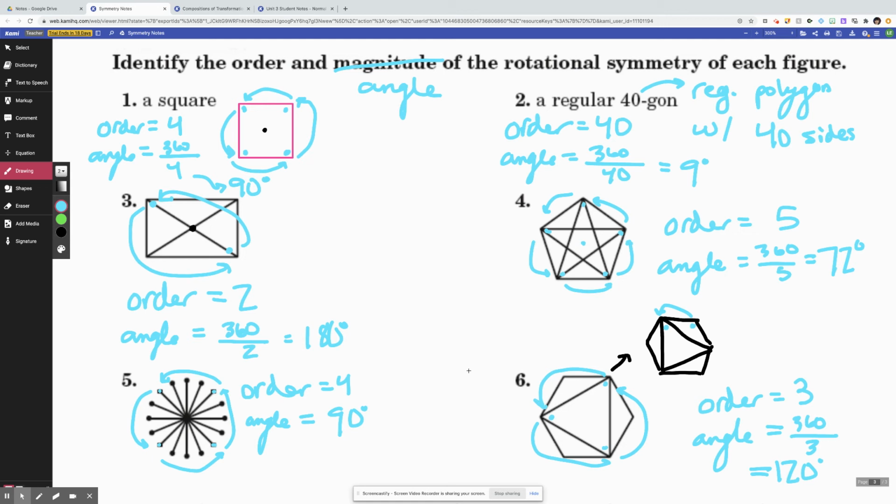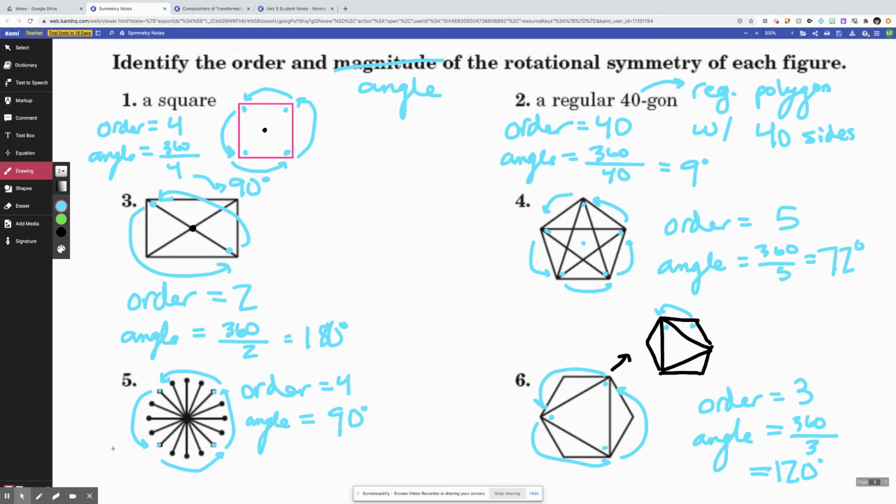If you're going to take a shape and rotate it 40 times in a 360 degree, like one full 360 degree turn, then that means each individual turn has to be much smaller, okay, and not go quite as far, right? Number 4 has an order of 5 and an angle of 360 divided by 5, which is 72.